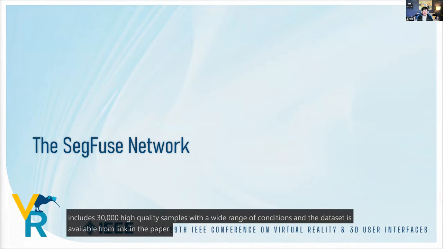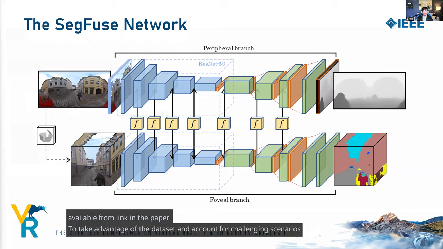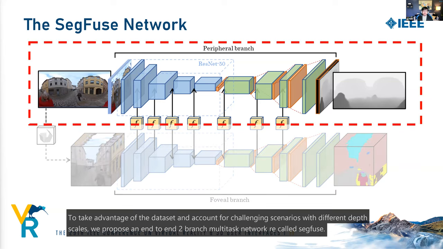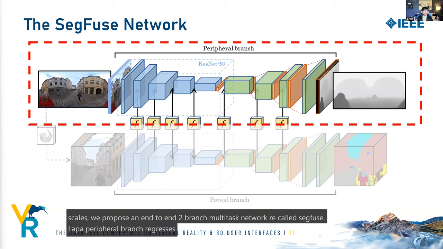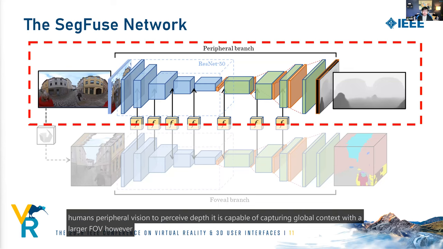To take advantage of the dataset and account for challenging scenarios with different depth scales, we propose an end-to-end, two-branch, multitask network we call SegFuse. The upper peripheral branch regresses depth maps with equirectangular projection, resembling humans' peripheral vision to perceive depth. It is capable of capturing global context with a larger FOV. However, it will introduce distortion.